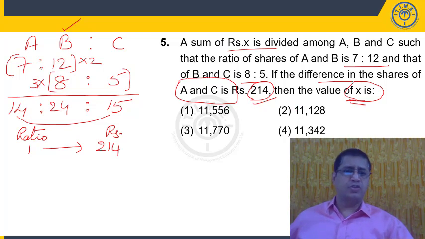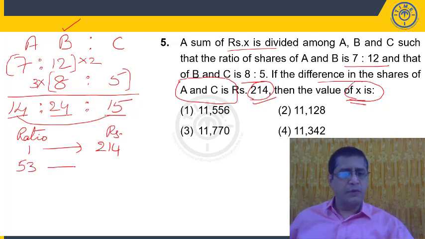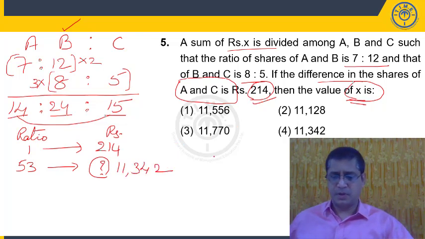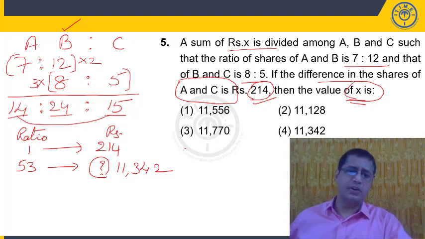My dear students, value of X means combined ratio, total ratio. Total ratio means 14 plus 15, 29, plus 24. How much is it? 53. So 53 parts is equal to question mark. One part is equal to 214. 53 parts is equal to how much? Just multiply. On multiplying this you will get 11,342. This is simplification.